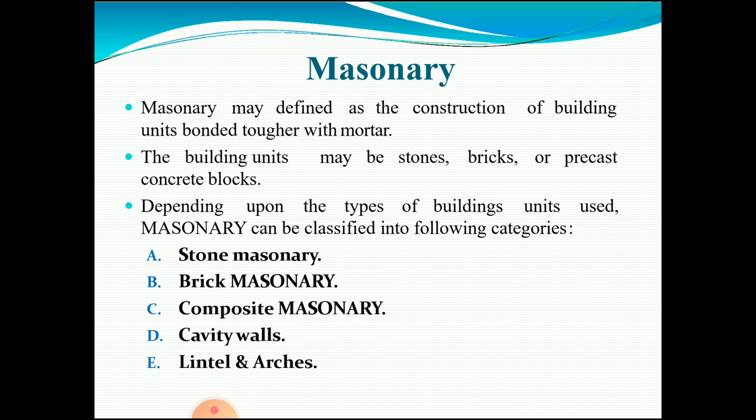Second point, the building units may be stone, bricks or precast concrete blocks. Depending upon the type of building units used, masonry can be classified into the following categories. The very first is stone masonry, B is brick masonry, C is composite masonry, D is cavity wall and E is lintels and arches. So this is nothing but about masonry.